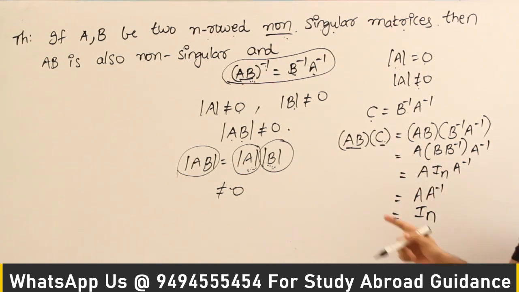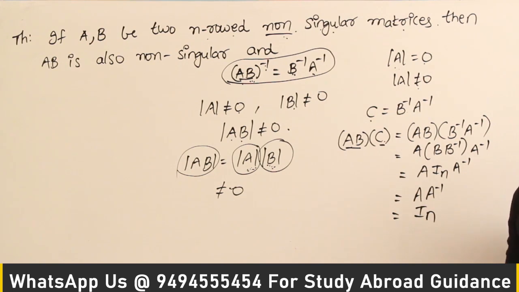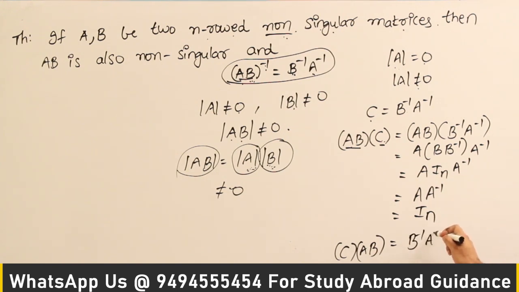Is it enough to prove that C is the inverse of AB? It is not enough. We have to see the other way also. What is the other way? C into AB, right? So C is nothing but B inverse into A inverse into AB. Now what can we do about this? Again we can rearrange them by using the associativity of matrix multiplication.